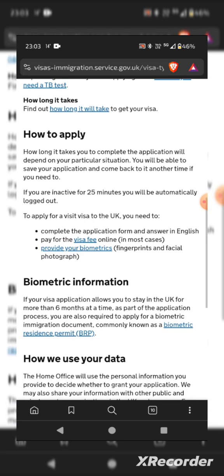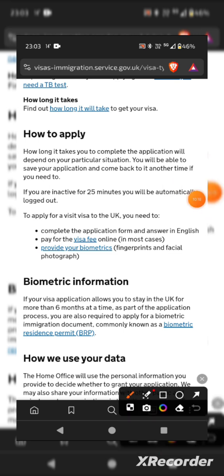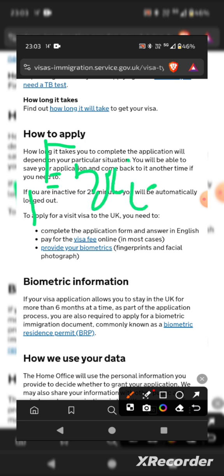So this is the step. In summary, this is what you will be doing. Literally, you complete your application form and answer in English. It's English, it's not Spanish. You write in your application form. Pay for your visa fee online, which is what most times you will do. Everything is done electronically. Then you provide your biometrics and fingerprints. Biometrics includes fingerprints and a facial picture.